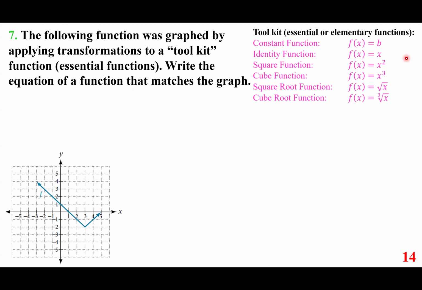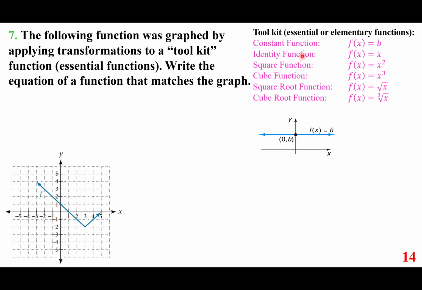These are the functions, and we're going to look at them one by one, just reminding you how they are supposed to look. So if you hear toolkit or essential or elementary function, they all mean the same thing. One of them is a constant function, f of x equals b. That means y equals b. For example, y equals 5, y equals 2. So this one is just the horizontal line. So y equals b is a horizontal line with the y-intercept located at b.